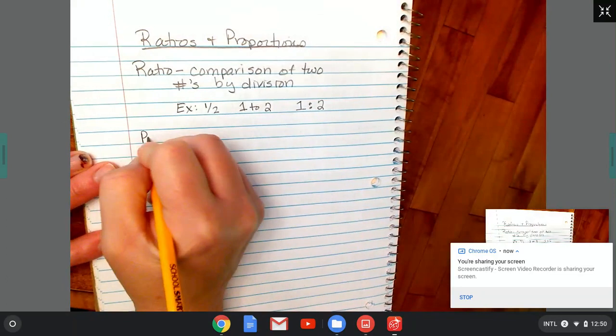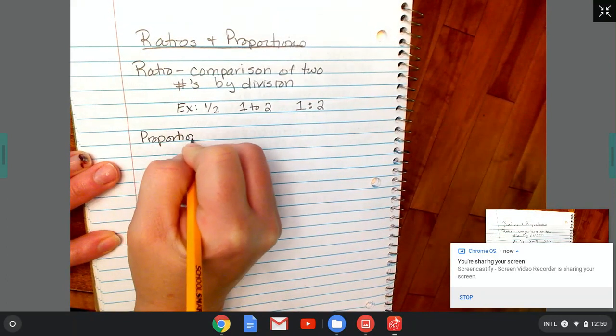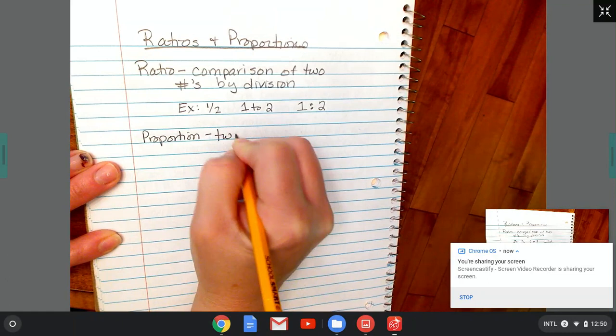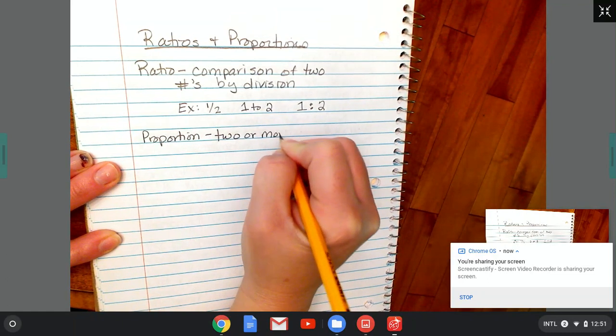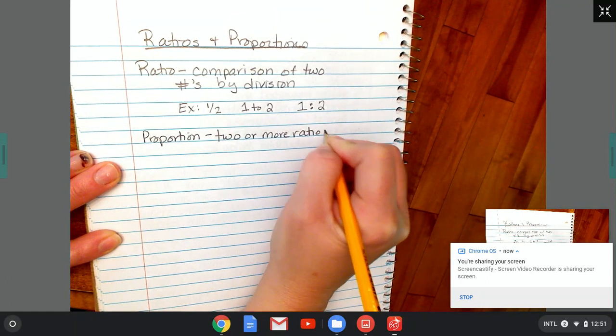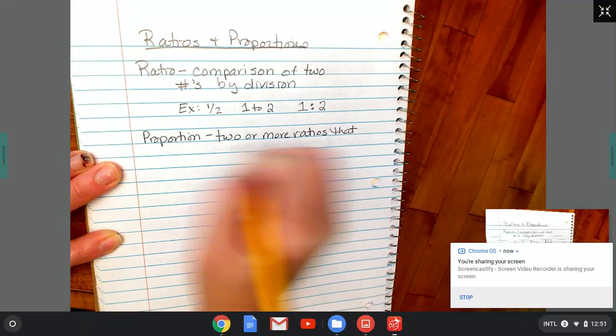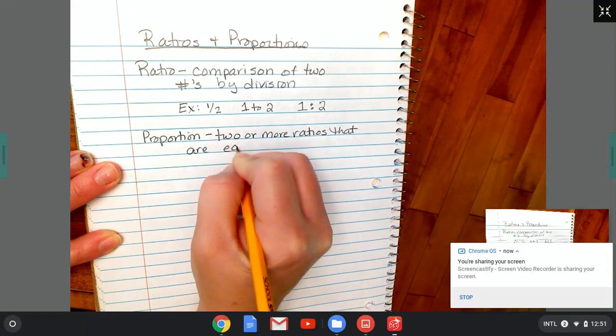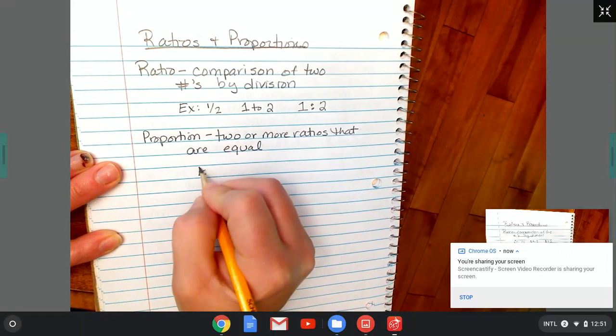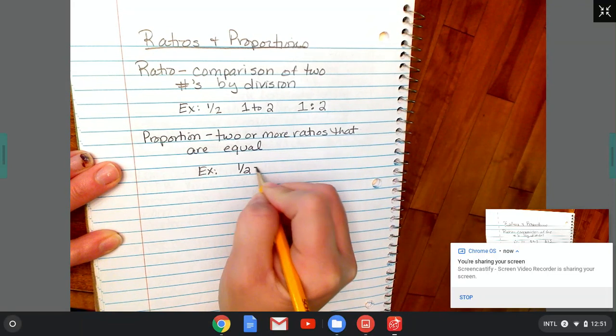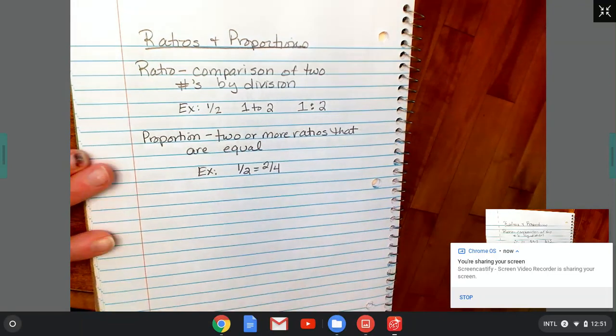A proportion is two or more ratios that are equal. So an example of that could be like 1/2 is equal to 2/4.